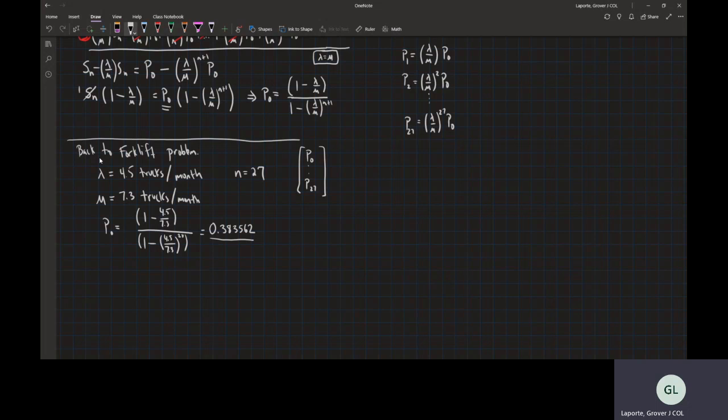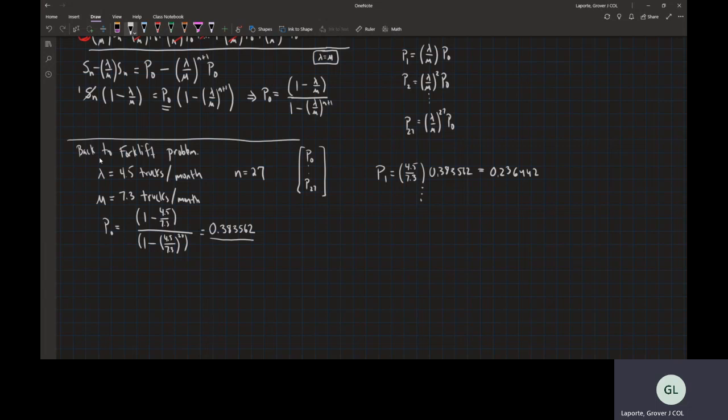And then what we want to find out from there is, now we have to use that to find P1. So P1 is just 4.5 divided by 7.3, so lambda over mu, times 0.3835562, which would be equal to 0.236442, and so on and so forth.